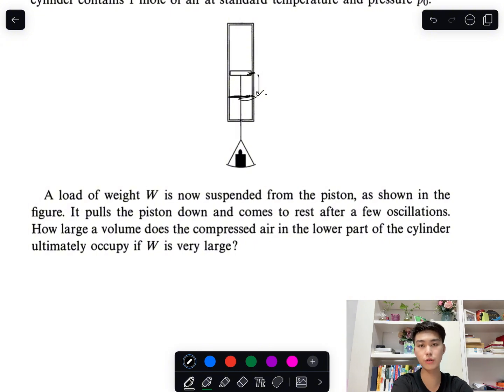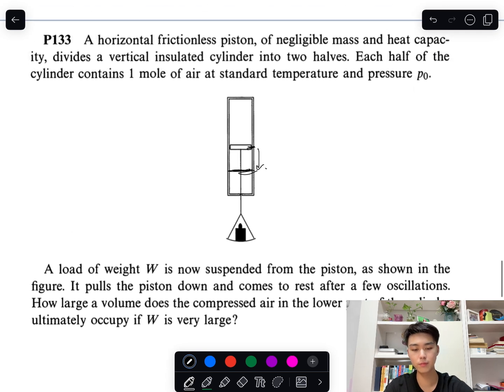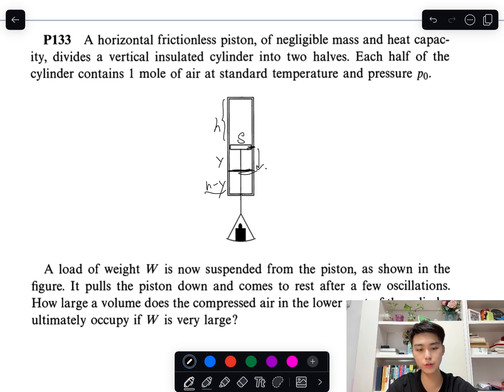So how large a volume does the compressed air in the lower part of the cylinder ultimately occupy if W is very large? We'll make some assumptions. Here we have H, this is Y, so now there is H minus Y. I will also assume the cross-sectional area of the piston to be S, the original temperature to be T0 and the ultimate temperature to be T1.